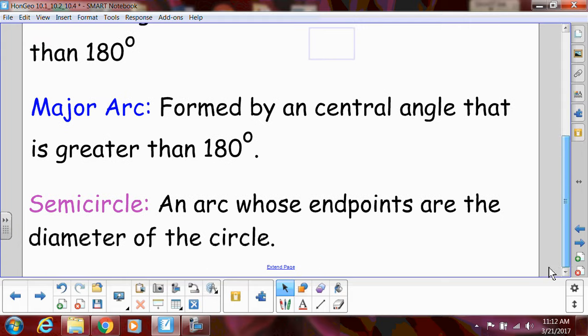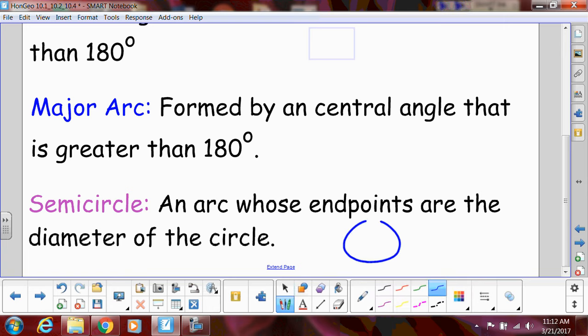Now some other terms that you need to know. Semicircle, that's half of the circle, so an arc whose endpoints are the endpoints of a diameter. So if I have a semicircle, there's the center, there's the diameter, and this would be the semicircle. And if I know that this is a straight line, the diameter, that's 180 degrees. So a semicircle is also 180 degrees.